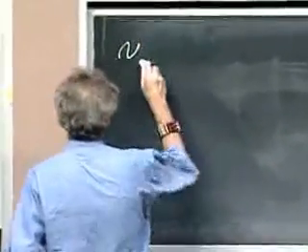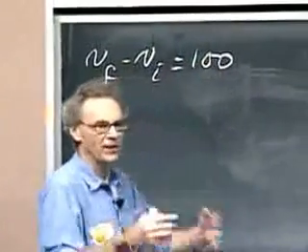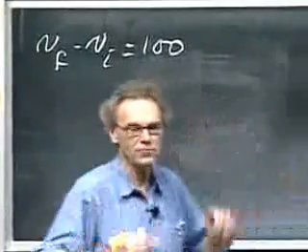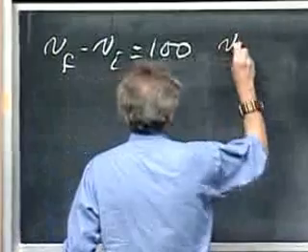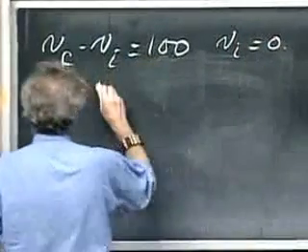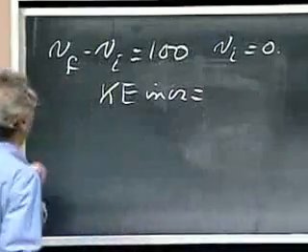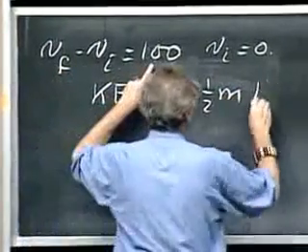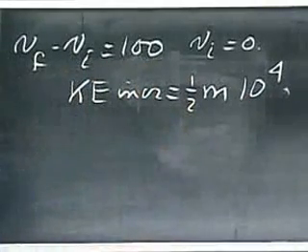Let's suppose that V final minus V initial is 100 meters per second. That's just a given. I have a rocket, I have a certain amount of fuel, I burn it, and that is my change in velocity. I start off with V initial is 0. So my kinetic energy increase is 1/2 m times 100 squared, which is 10 to the 4th. That's what I got out of this burn.